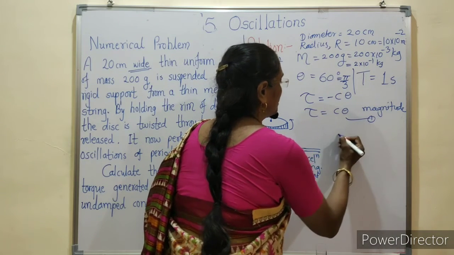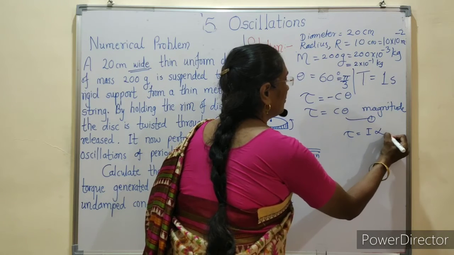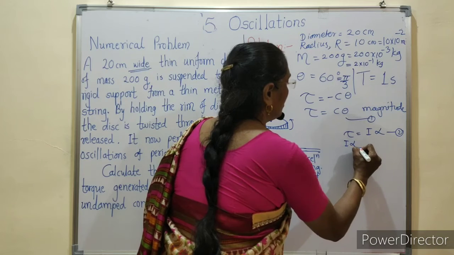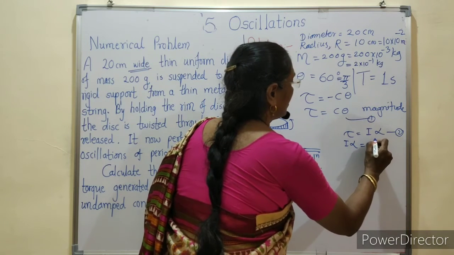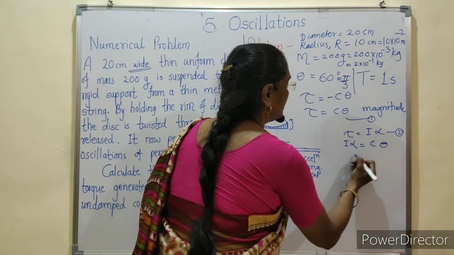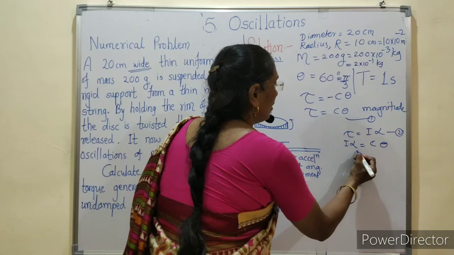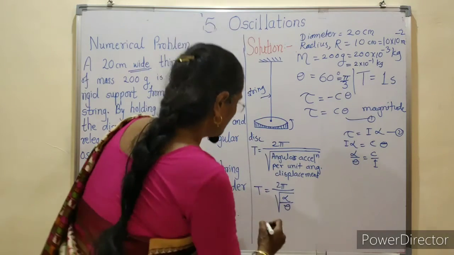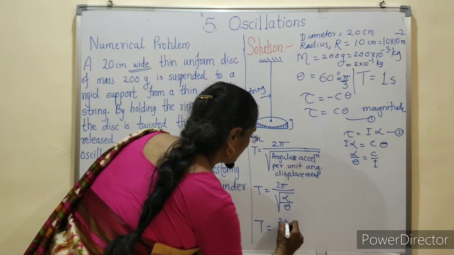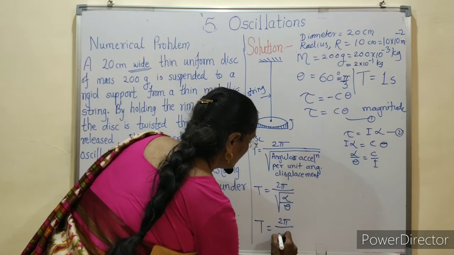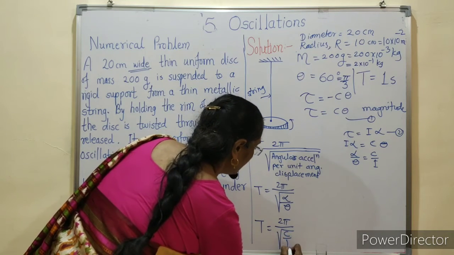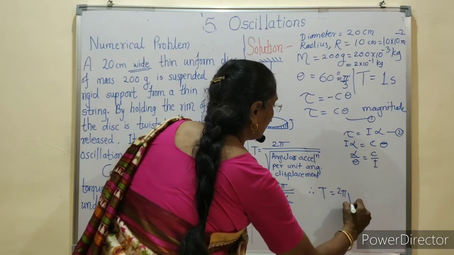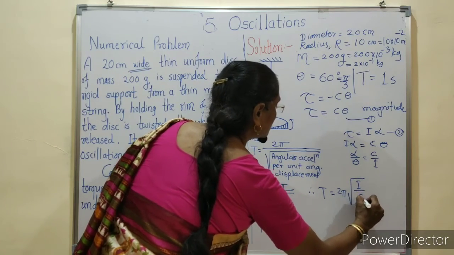Suppose this is the first equation. We know I alpha is equation 2, so we can equate I alpha is equal to C theta. Equating the right-hand sides, we get alpha upon theta is equal to C upon I. It can be substituted here. T is equal to twice pi under root C upon I. Therefore we get T is equal to twice pi under root I upon C.